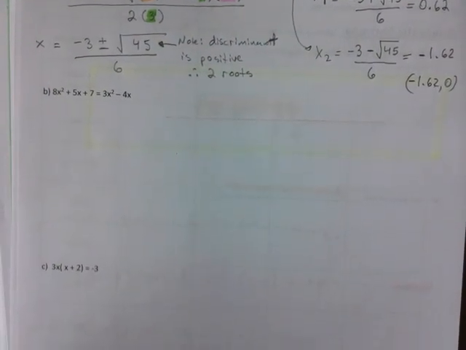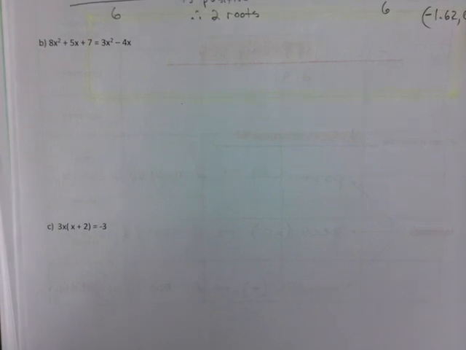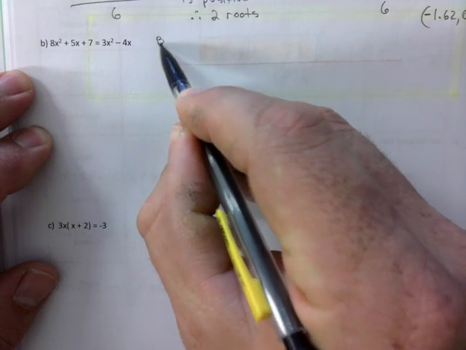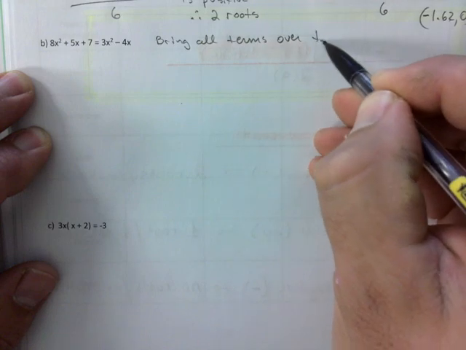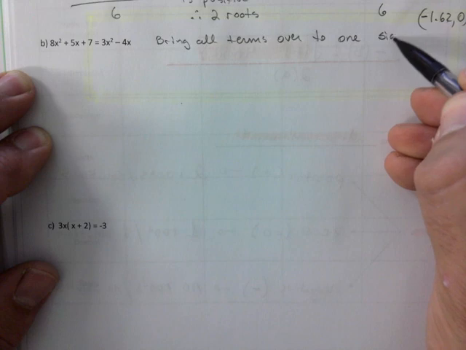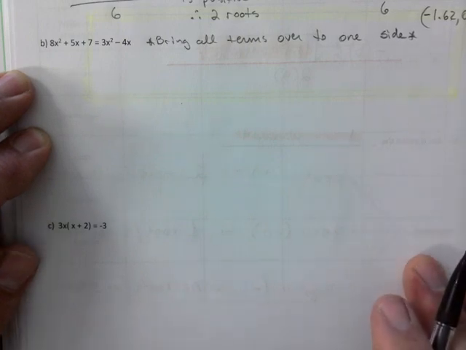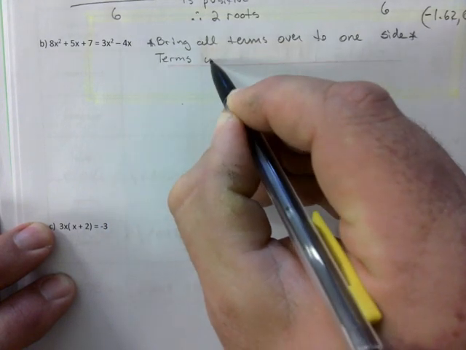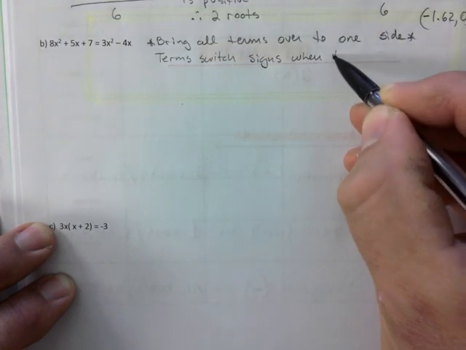Okay, let's do one where we have to manipulate a little bit. We have to clean it up. So this one right here. So what I will suggest here is I'll make a note for you. Bring all terms over to one side. This is what I would recommend. Okay, and you do it the way you see fit. Okay, but I will make another note. Terms switch signs when they come over.